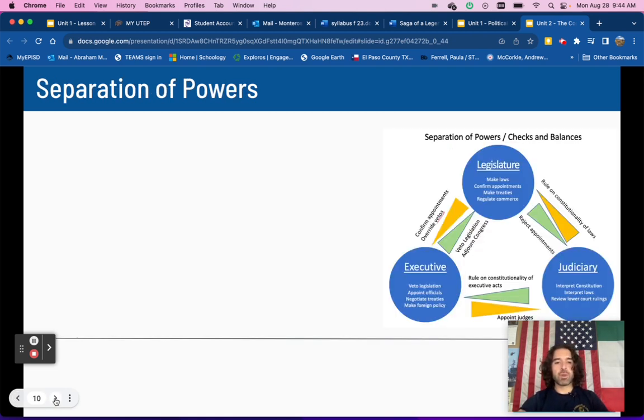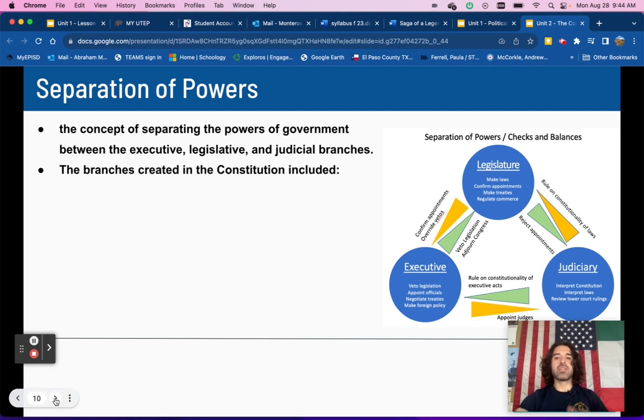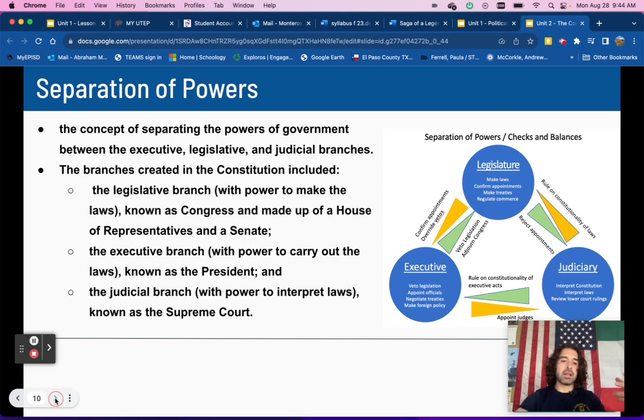And finally, we have the separation of powers. This concept is related to checks and balances, but it's pretty self-explanatory, meaning that they're going to separate the branches. In other words, separate powers, so one branch does not become too powerful. So no branch is too powerful than the other branch. In theory, all 3 branches are the same.